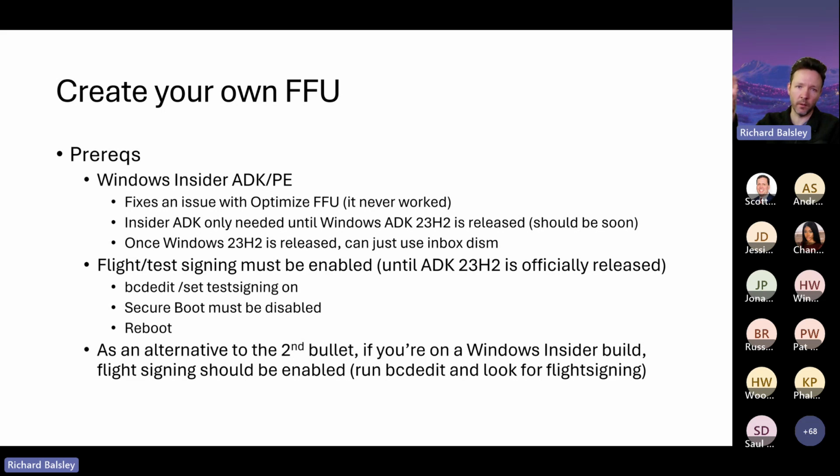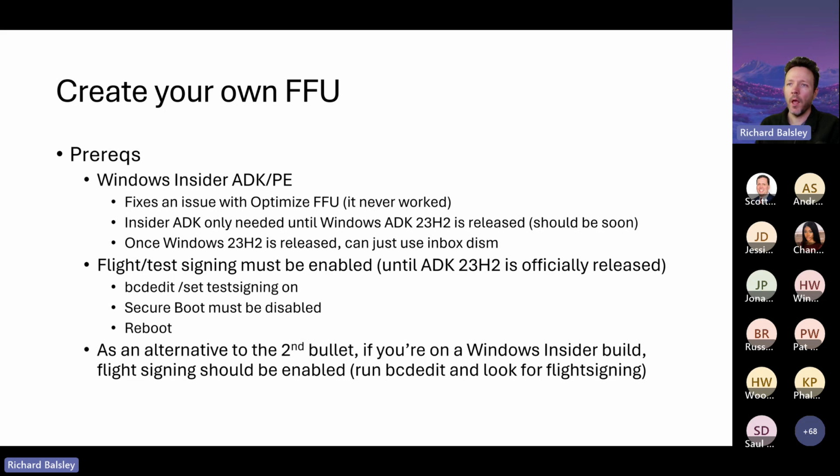This is all documented in a much better way than a PowerPoint slide. And so in the docs, there's more details on how to do that and what to look for. I've got screenshots and stuff like that. But again, this is only required until the ADK for 23H2 is officially released, because in order to run that, you don't need test signing turned on. But if you're trying to run the Insider ADK on just a regular Windows 11 machine, then you'll get errors when you're trying to run DISM. It'll tell you there are some signing errors that will prevent you from doing anything to modify the images.